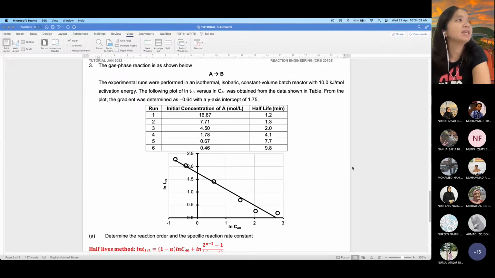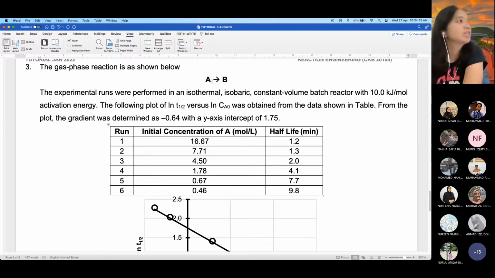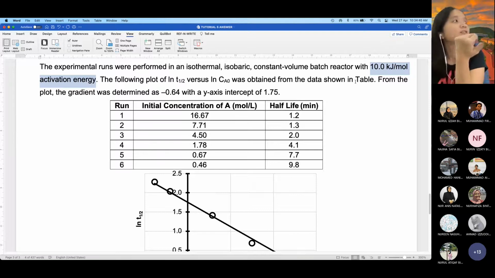Okay. So the question says, all right, let me make it big first. Okay, the gas phase reaction is as shown below. The experimental runs were performed in an isothermal isobaric constant volume batch reactor with 10 kJ per mole activation energy. So dalam soalan ni, they give us the activation energy EA 10 kJ per mole. The following plot of ln T half versus ln CA0 was obtained from the data shown in table. From the plot, the gradient was determined as negative 0.64 with a y-axis intercept of 1.75.